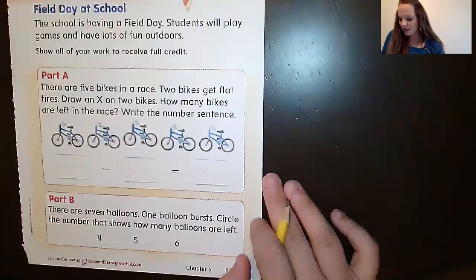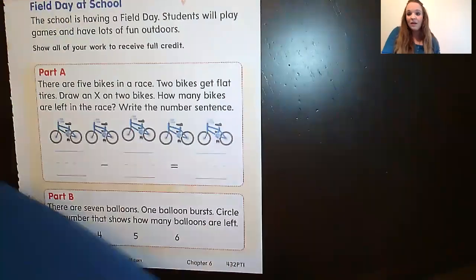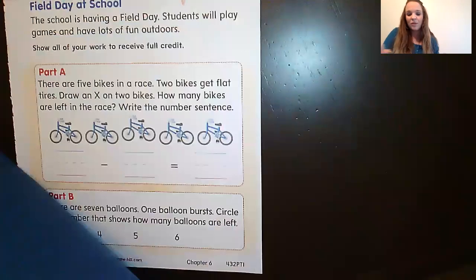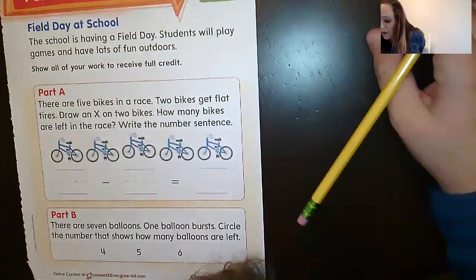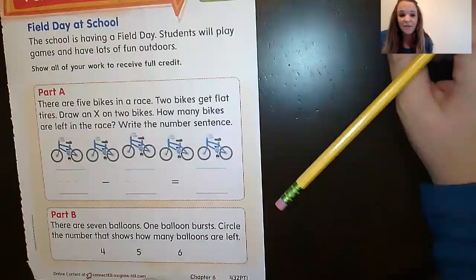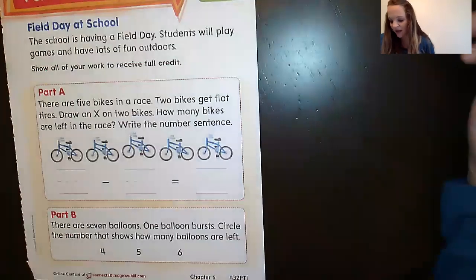All right, guys, this is our last page. I know it's been a lot today, but you guys have been working really, really hard. Let's see if we can get through this. All right, it says the school is having a field day and students are going to be playing games and having lots of fun outside.